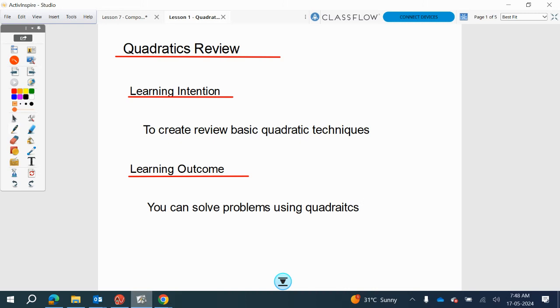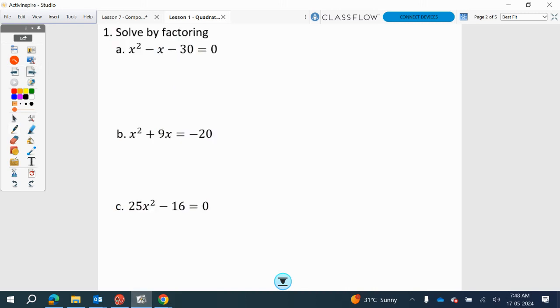So, a little quadratics review. One of the first things we need to look at is solution by factoring. Let's do the first one together.